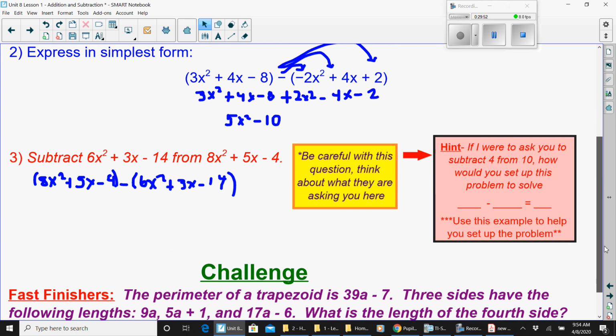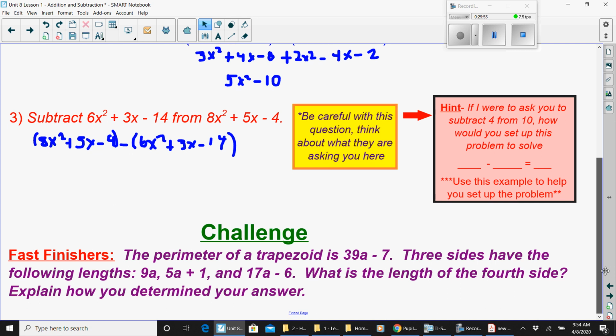For number 3, it's really a little bit confusing. It says subtract 6x to the second power plus 3x minus 14 from 8x squared plus 5x minus 4. So the 8x squared plus 5x minus 4 has to come first. You're subtracting the 6x squared plus 3x minus 14 from it. So I set it up right down here, and before I do anything, I'm not going to combine anything yet, I'm just going to distribute that negative.